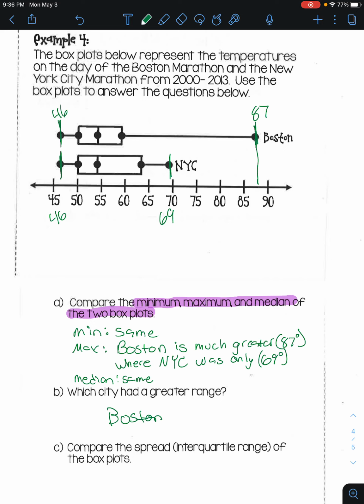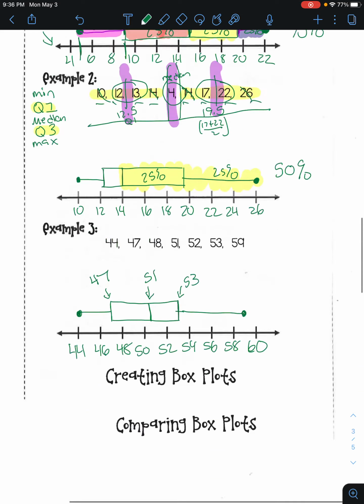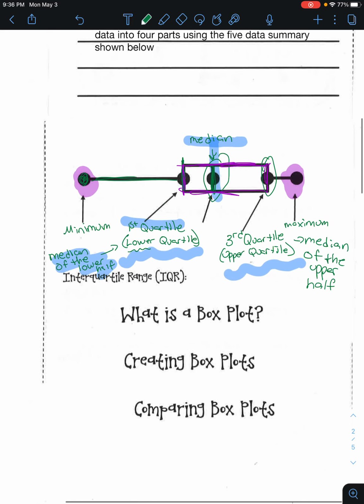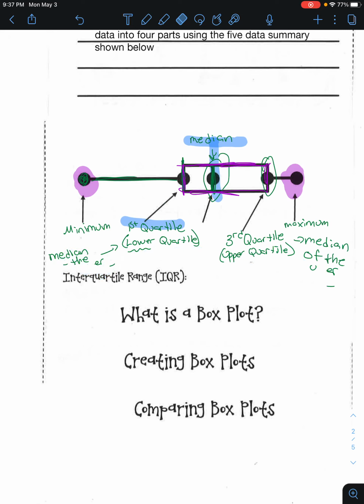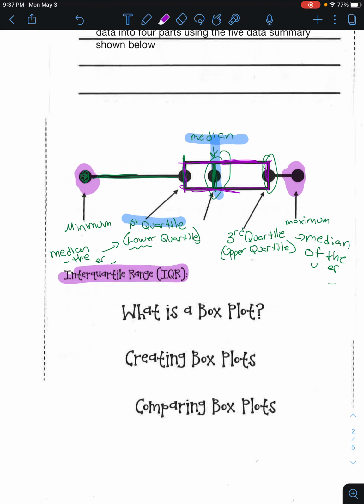Now, number 3 says, compare the spread, interquartile range. This isn't something we've talked about yet. We've talked about the regular range. The regular range is the max minus the min. But now let's talk about this interquartile range. If you go back up to your first flat, right here, we're going to talk about it. Let me erase some of the things that I have going on here so I have more room. Okay. Right here. Interquartile range, or the IQR.